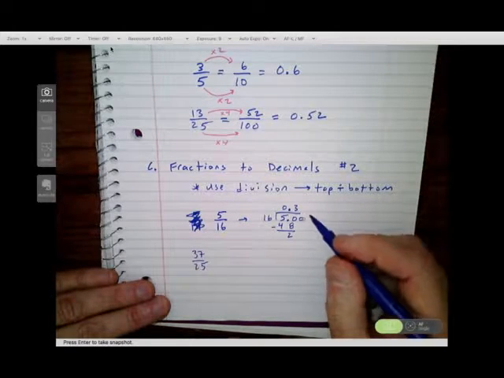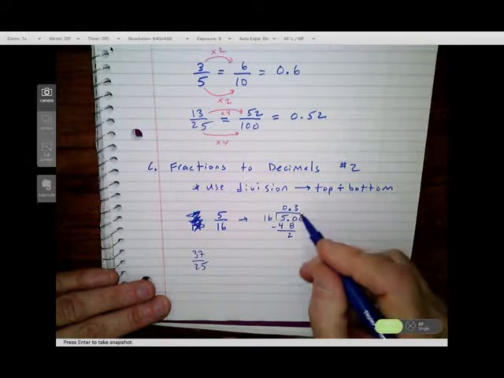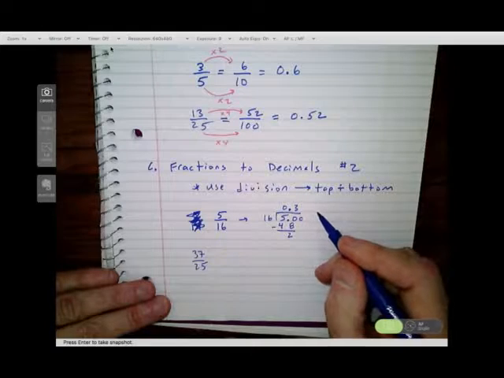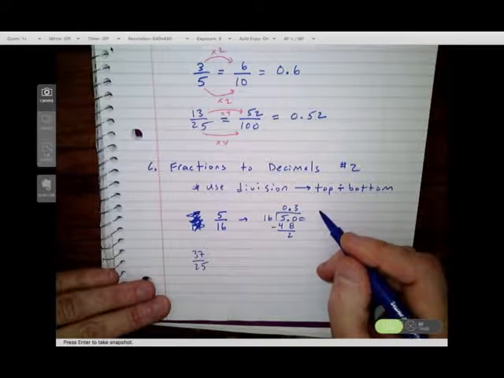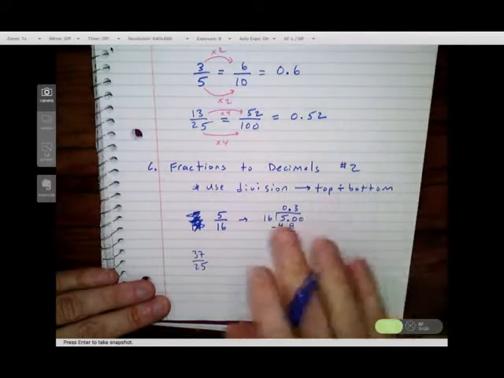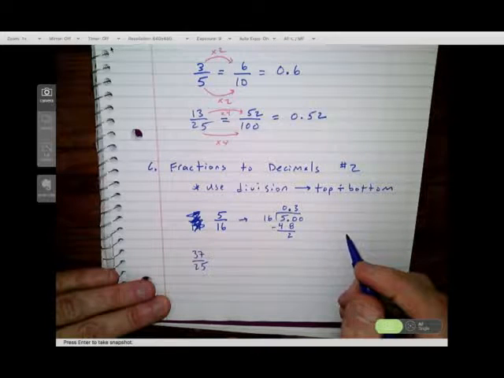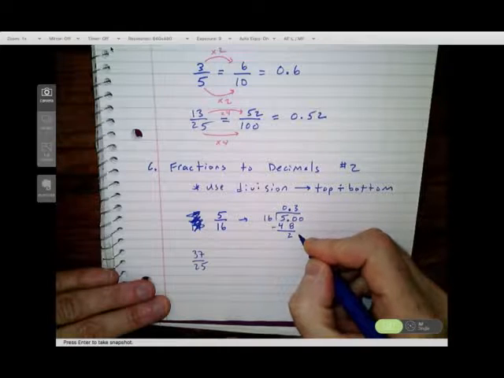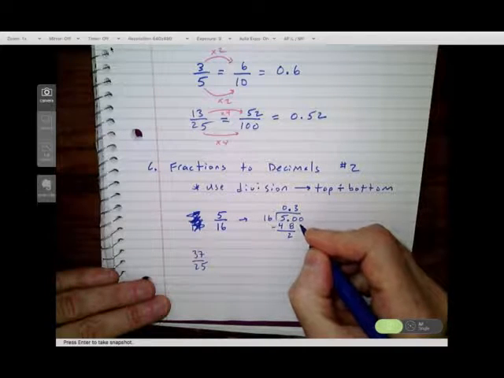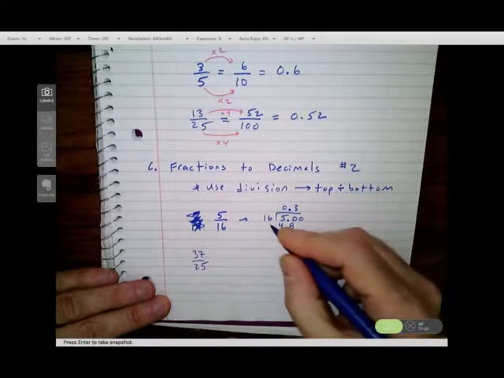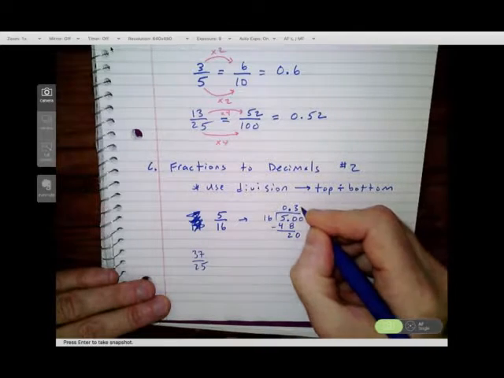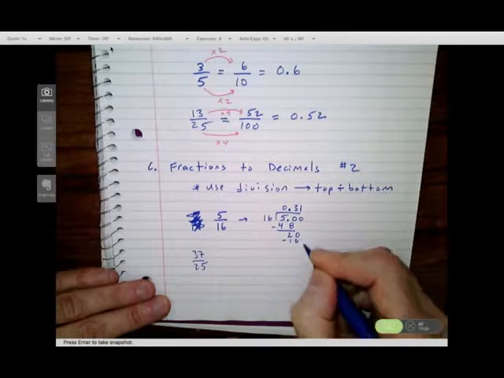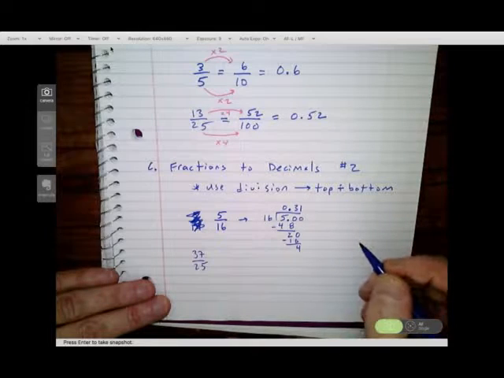I think all the ones I'm going to give you are going to stop. Sometimes you can go 3 places and then stop, or 4 places and then do some rounding depending on the problems. But for now, we're going to keep going until we can't go anymore. That means adding zeros and dividing until we're done. So 0 goes here. I drop that down next to the 2. How many 16s go into 20? Well, 1 does. Take away 16 and I get a 4.